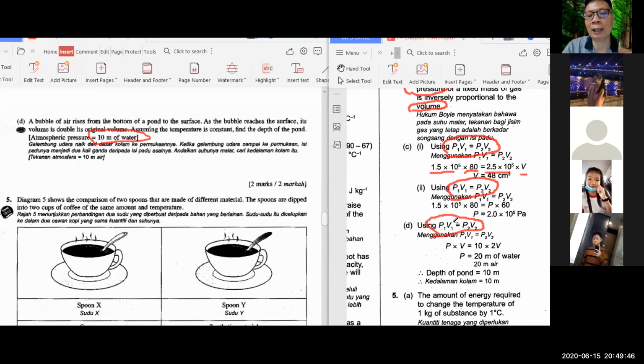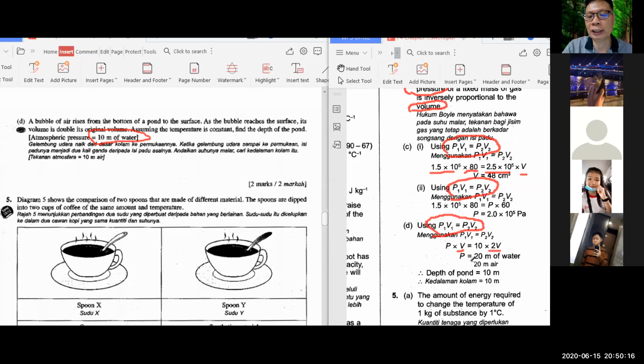P1, you ask to find. This volume at the bottom is V. I told you 1V, right? Then when it goes up to the surface of the water, pressure is 10 atmospheric pressure, 10 meters of water. And the volume is double, 2V, okay? Now you can see, at the bottom of the pond, you put volume V. When it goes up to the surface of the water, you put double, 2V, okay? V and V cancel, so straight away you get the answer, 20.